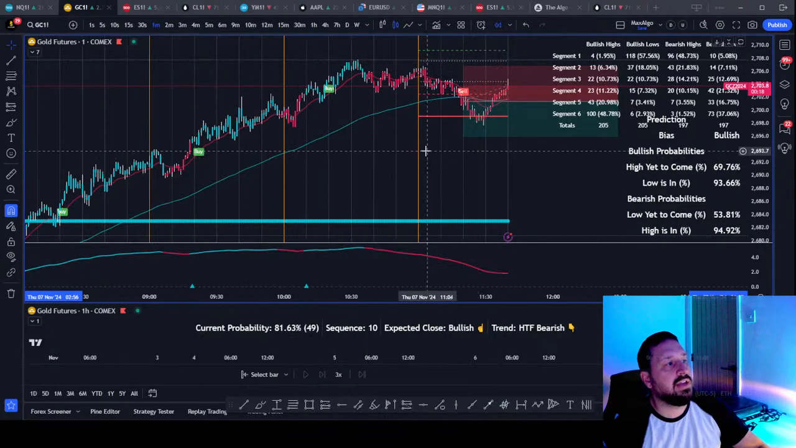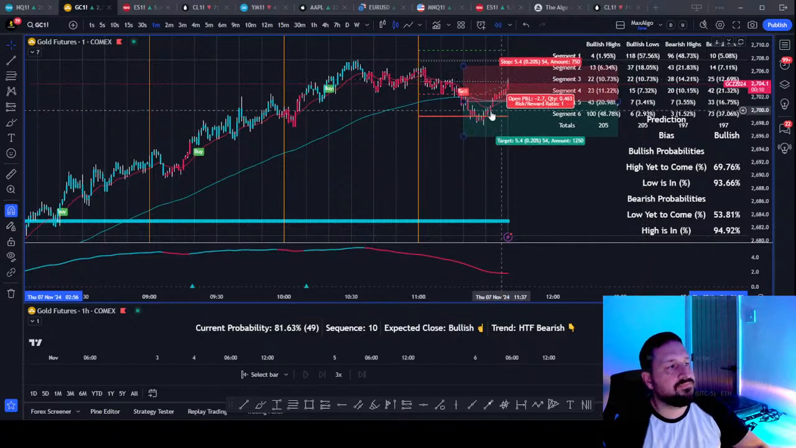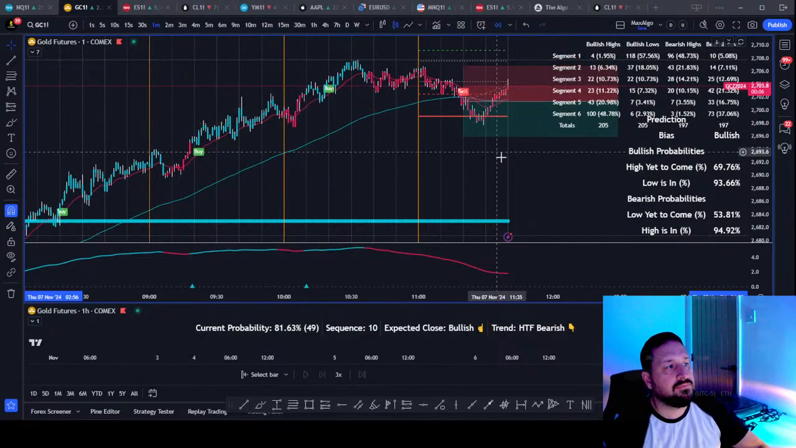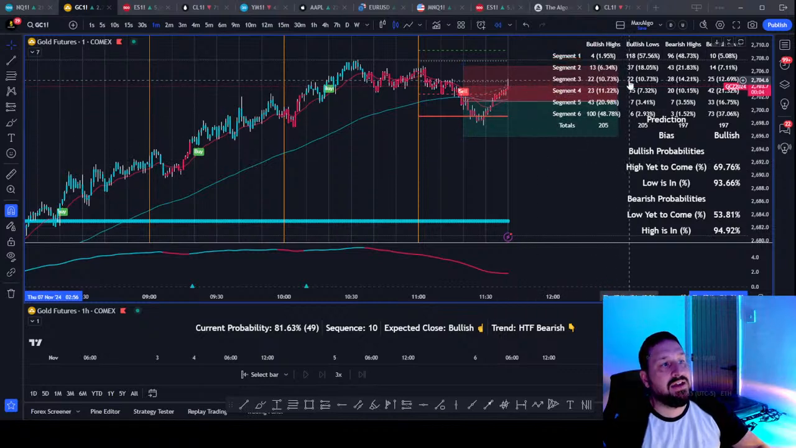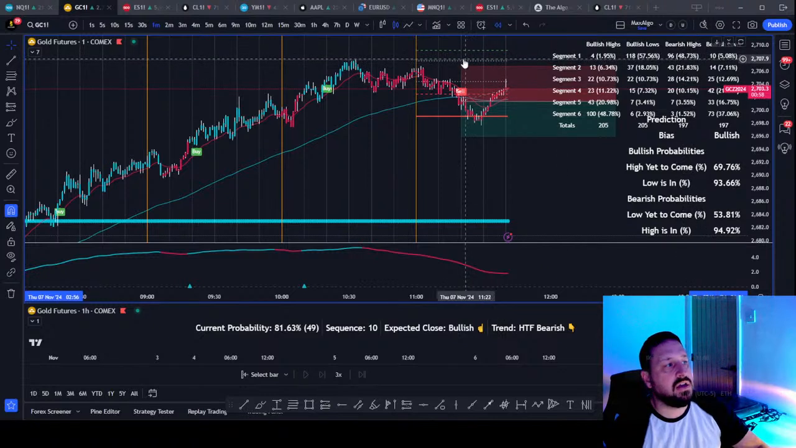The low in gold there is in sequence 3, right? So if we're bullish, only 10% of the time did the low happen in segment 3. If we're bearish, we get our high in segment 1. 48.73% of the times in a bearish market, that's our high.